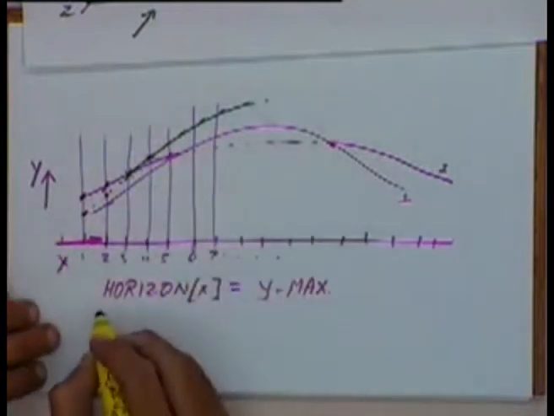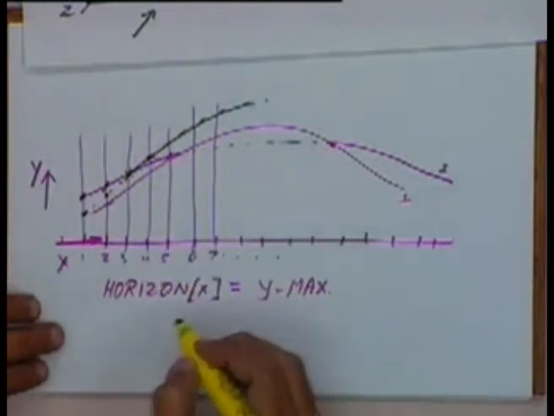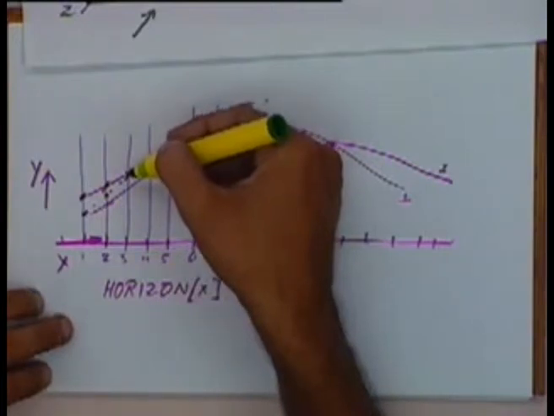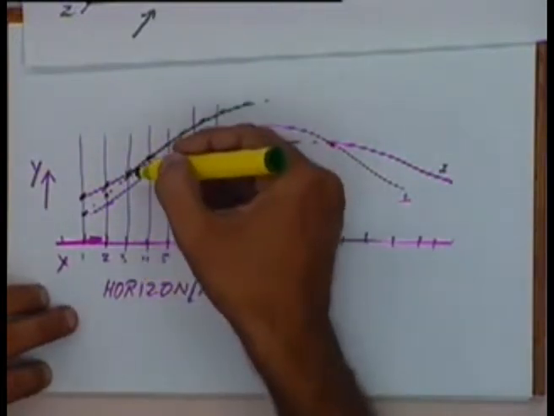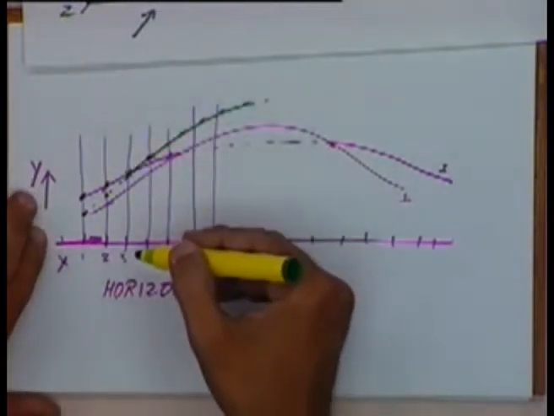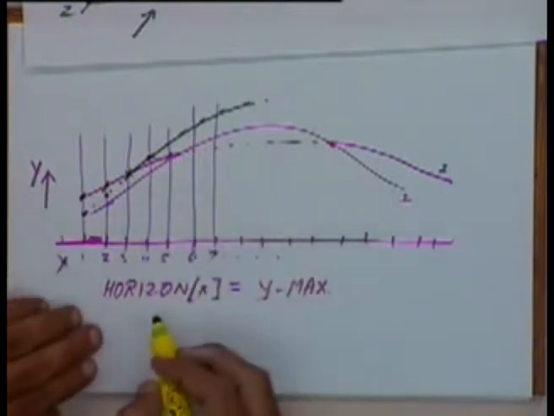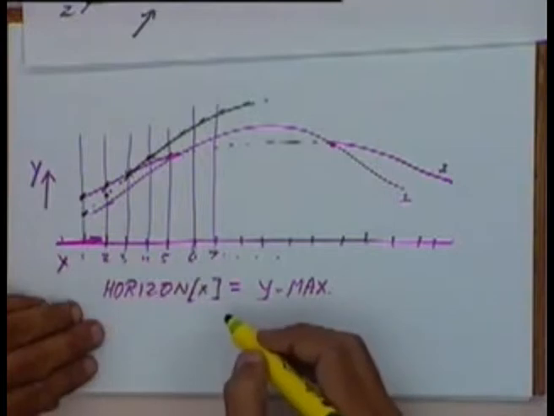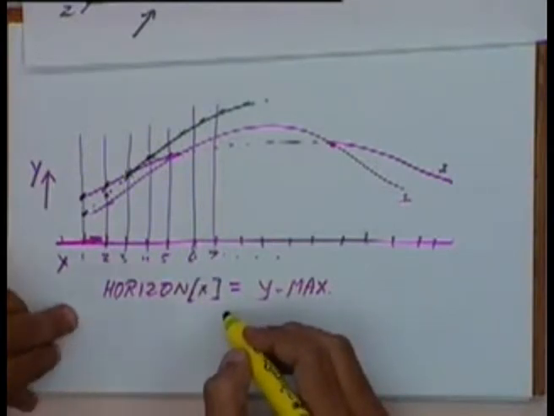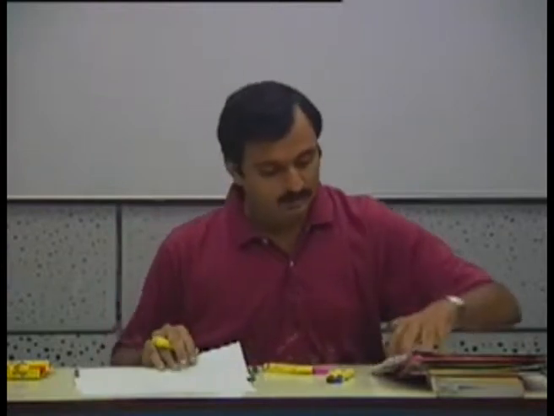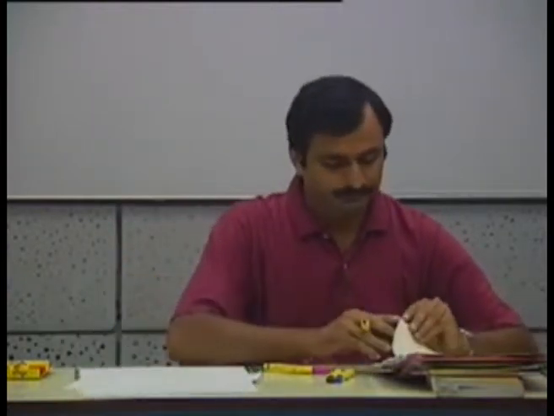So this way we will be maintaining an array called horizon, which will store the current highest curve visible, or current highest curve that has been displayed. And any curve which is displayed after that will be displayed only if its Ymax, or its y value, is greater than the Ymax value stored at that point. So let us write down this algorithm.